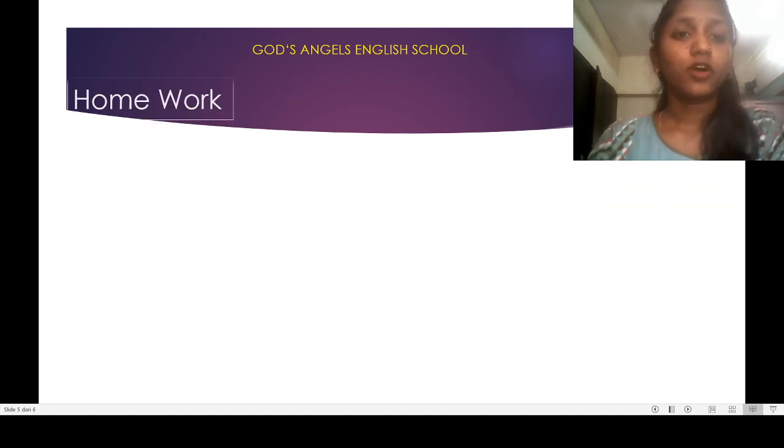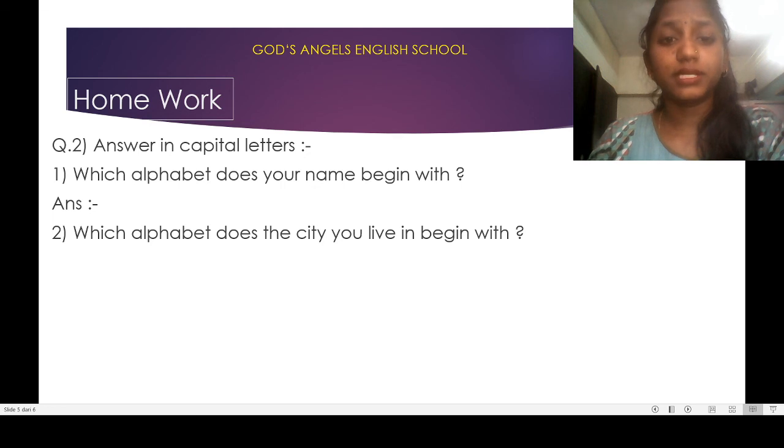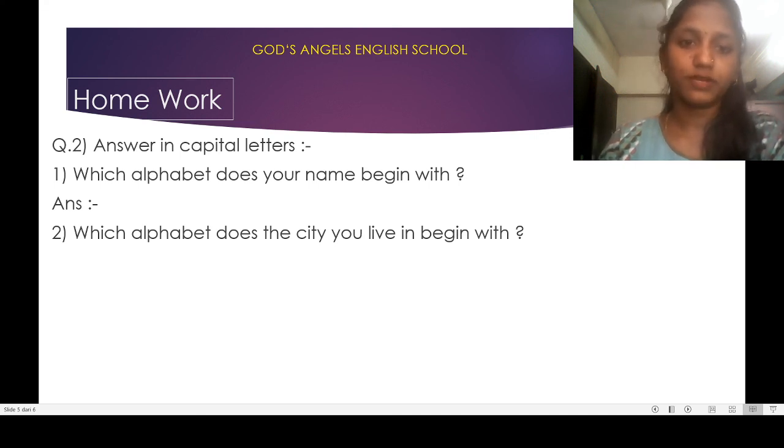Okay, and one more homework: answer in capital letters. Whatever the question is, you have to answer in capital letters, the big letters. Which alphabet does your name begin with? What is your name and what letter does it begin with? For example, my name is Chaitra and it begins with C, so I will write there capital C. Which alphabet does the city you live in begin with? Which city do you live in? Mumbai. So you will write there M.